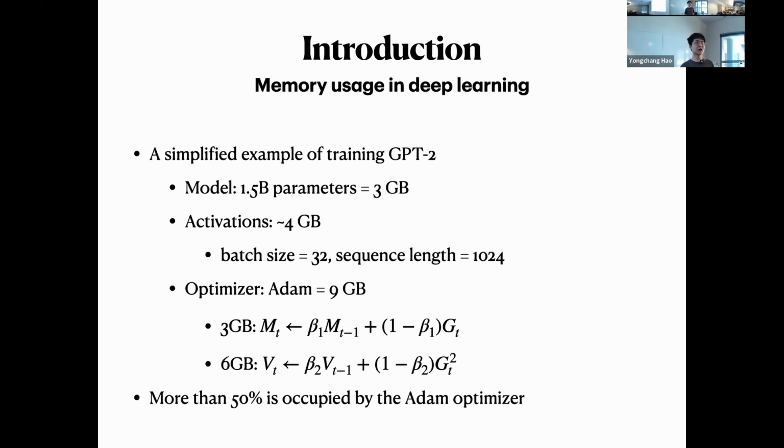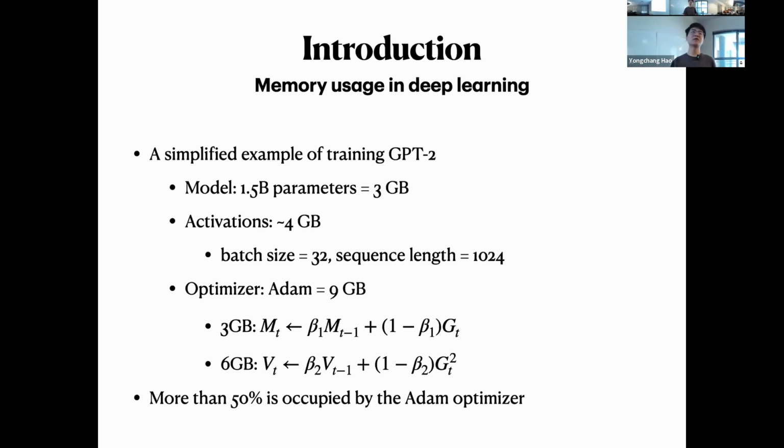And to train the model, you also have an optimizer. And Adam is the default choice, at least for GPT-2 and GPT-3. For Adam, there are 2 statistics of the gradient. One is the first moment estimate, m_t, which is also called momentum. For this part, you can store it in half precision. And that will also cost 3 GB, exactly the same as the model size. And it also has another statistic called the second moment estimate, which is v_t here. For this part, you cannot store it in half precision. You have to maintain full precision. And that will take 6 GB to store the optimizer states.